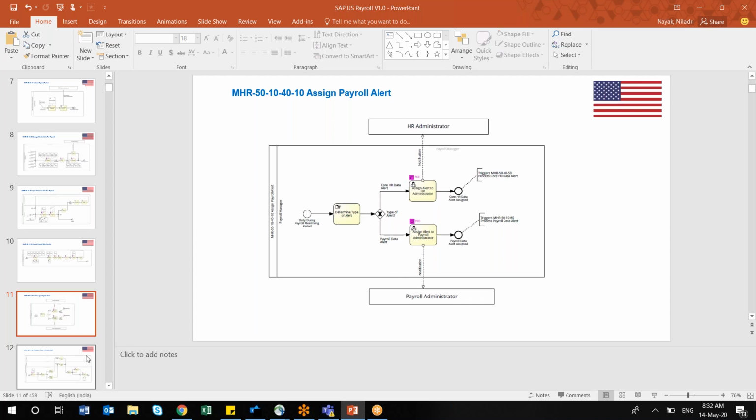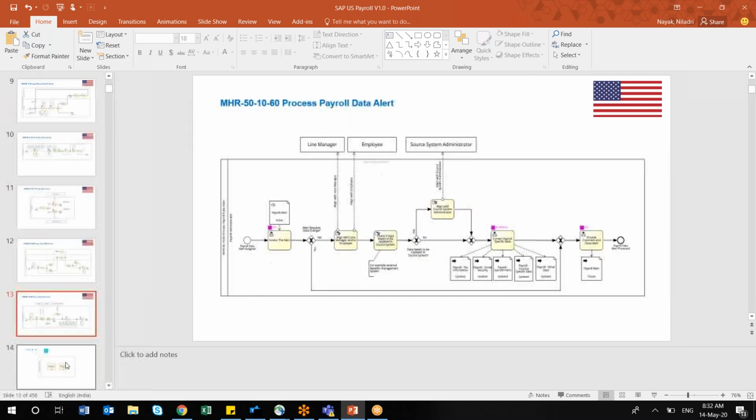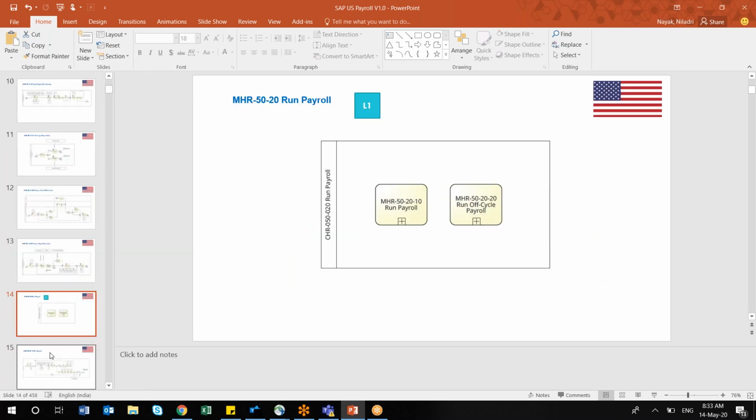So for that reason, we will be seeing all this process diagram, process core HR data alert, process payroll data alert, how to check those alerts and all. Here you can see most of the things have a violet color, PCC. For that reason, payroll control center is capable of doing that, so we have kept payroll control center highlighted here. That is taken care of by payroll control center.